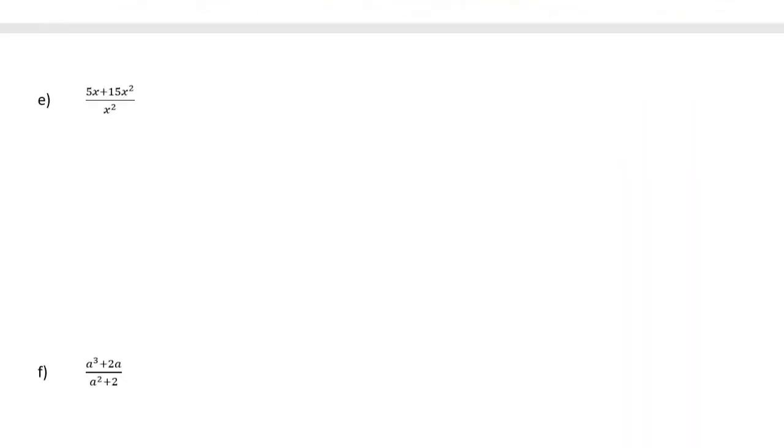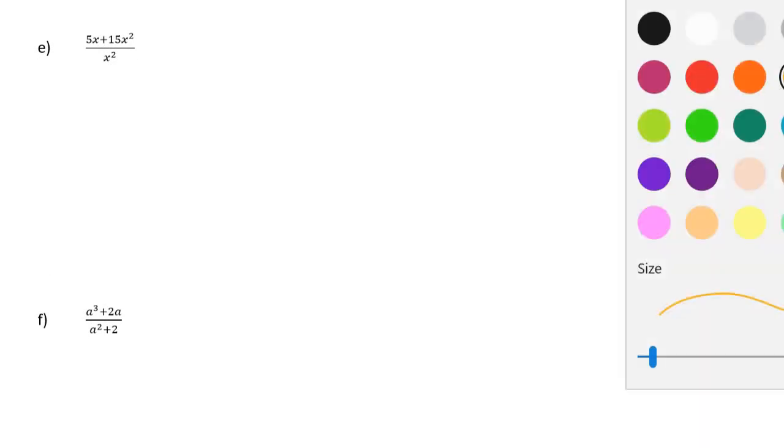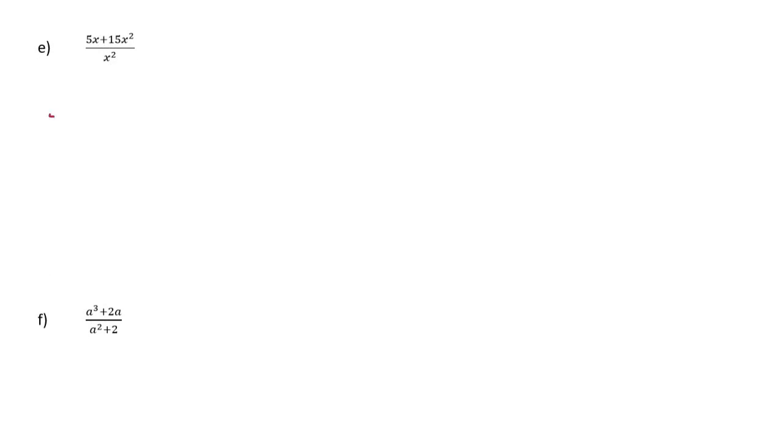Okay, let's try some more. Question E, oh my word, it's not 1 term over 1 term, so I need to factorize. So step number 1 is check.